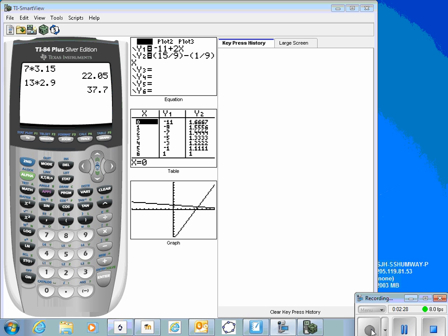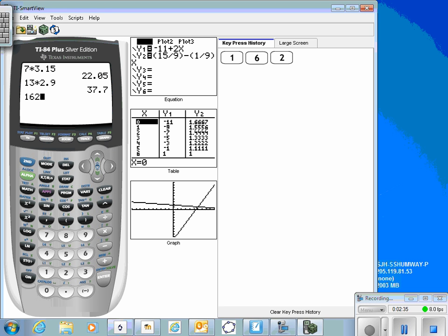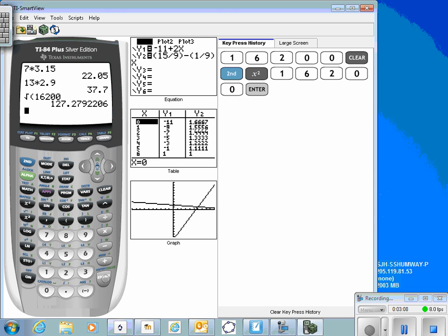So if we type in 16,200, okay, I'm sorry, we should have hit the square root function first. So I'm going to clear that, and we'll put in the second function, and then x squared. Above the x squared, you see a little square root sign. So that's the square root of whatever I put in next, 16,200. It says that it's 127. Well, for a distance to second base, 127 feet is close enough.